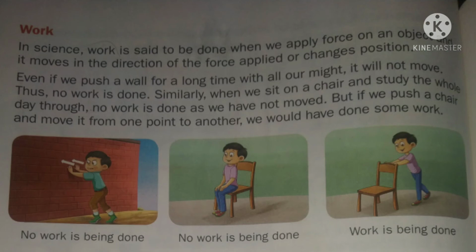The work is said to be done when you apply force on something and that particular object moves or changes its position. For example, you are pushing a wall, you are pushing it very hard, but it is not moving. So no work is being done. If the wall is not moving, in this case, we will say that no work is being done.